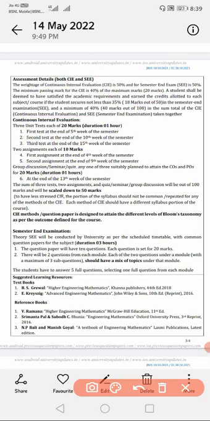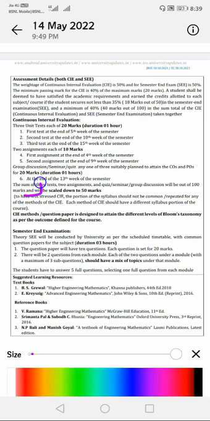Then just observe now. Now the SEE part is there. SEE is very simple. 100 marks they are conducting, you should take 35.